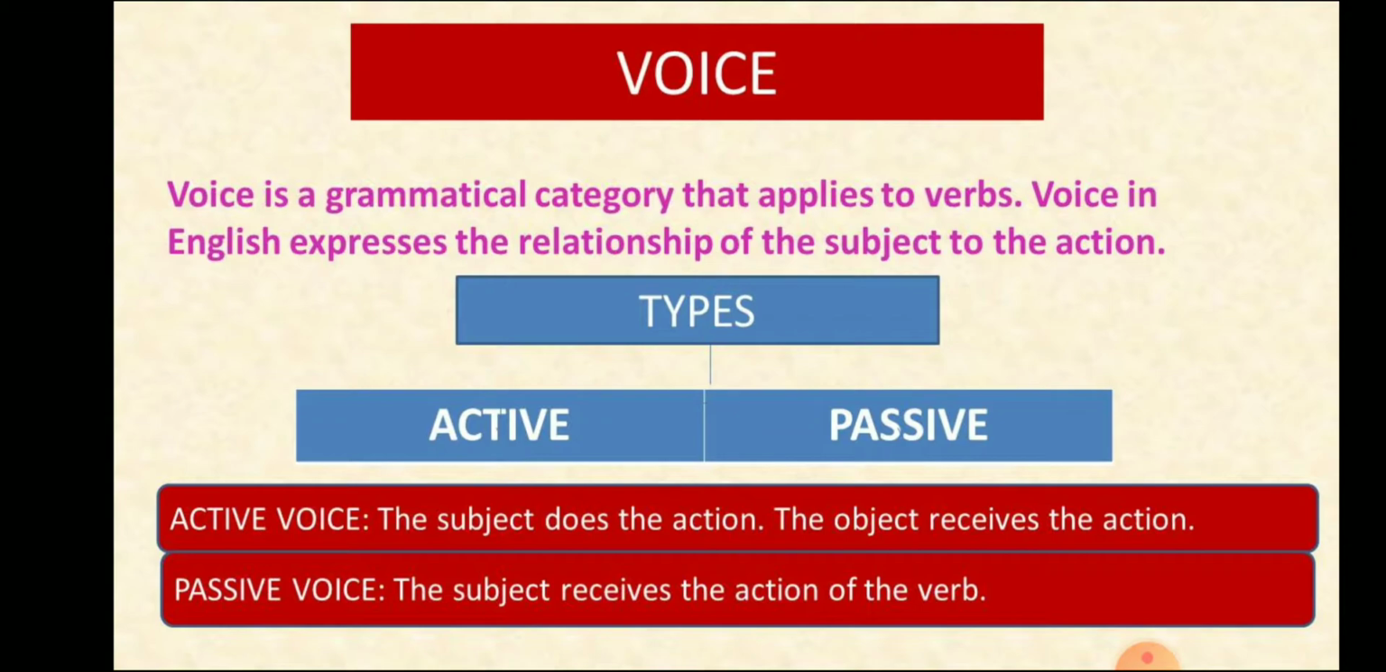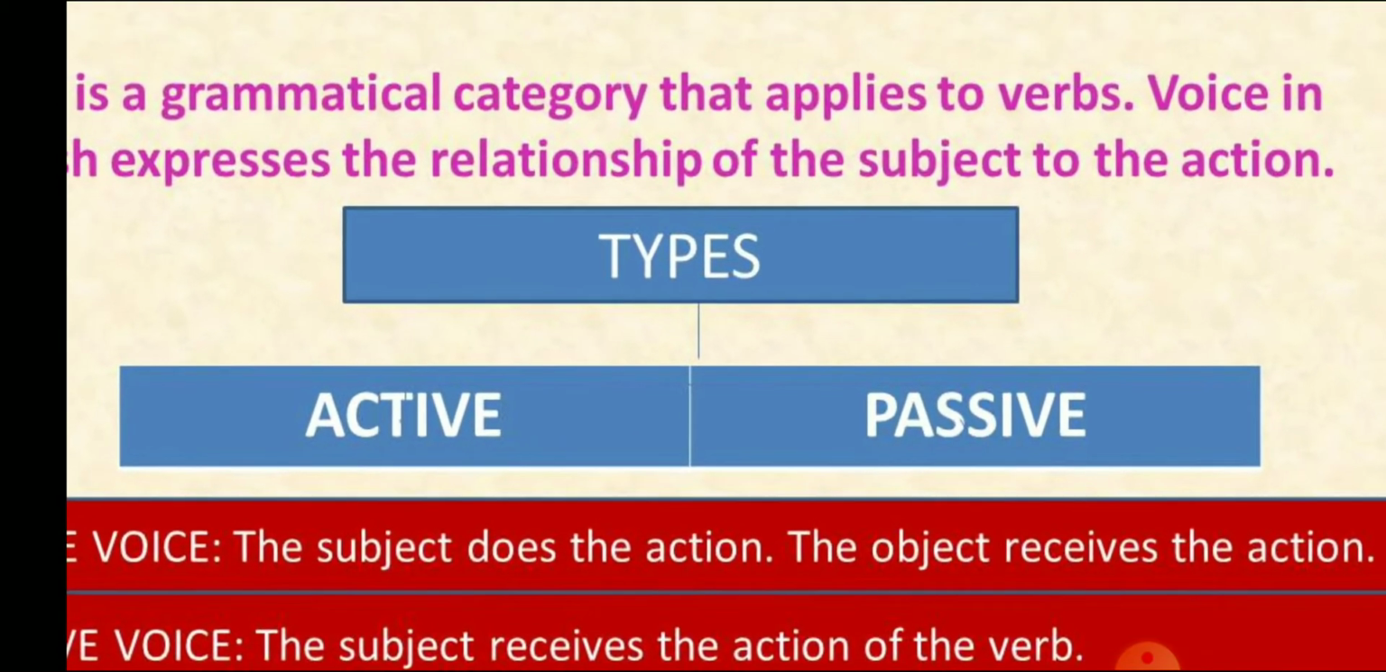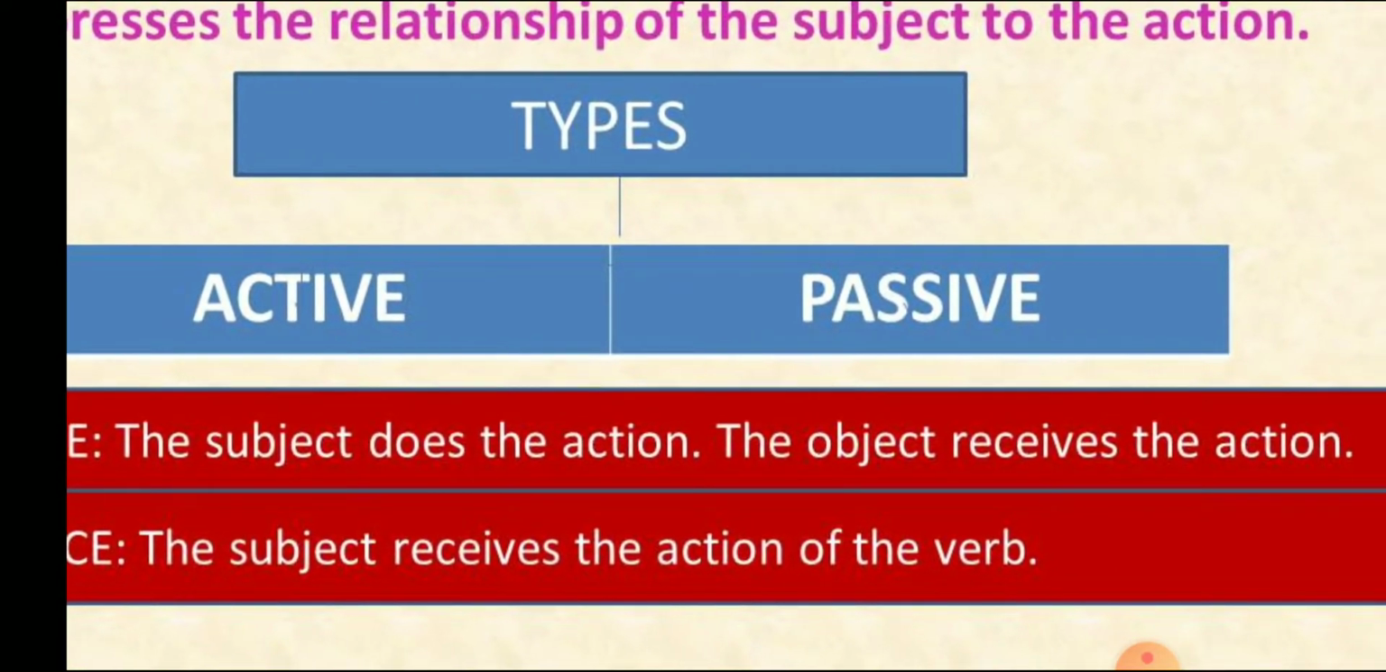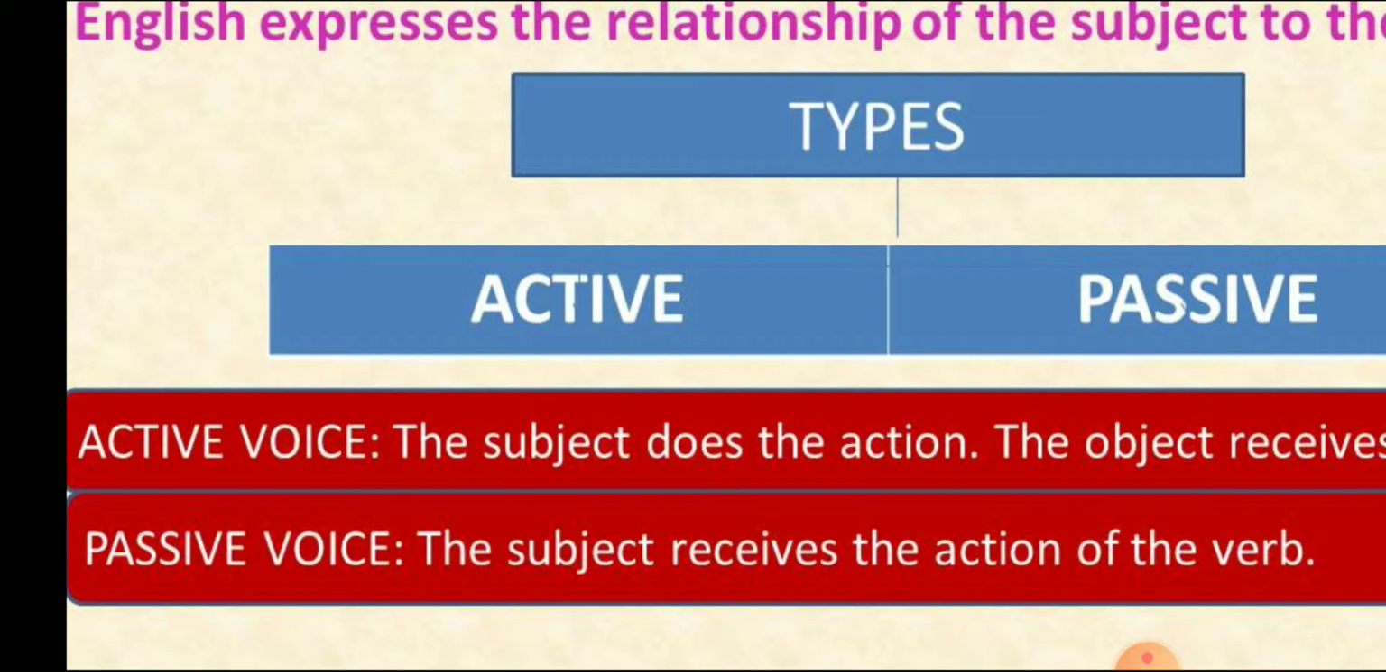Voice in English expresses the relationship of the subject to the action. There are two types. They are active and passive. Active voice, the subject does the action and the object receives the action. Passive voice, the subject receives the action of the verb. In active voice, the subject will be given more importance, and in passive, the object will be given more importance.